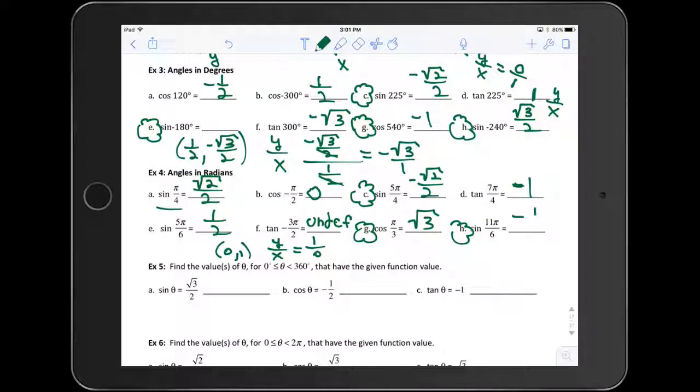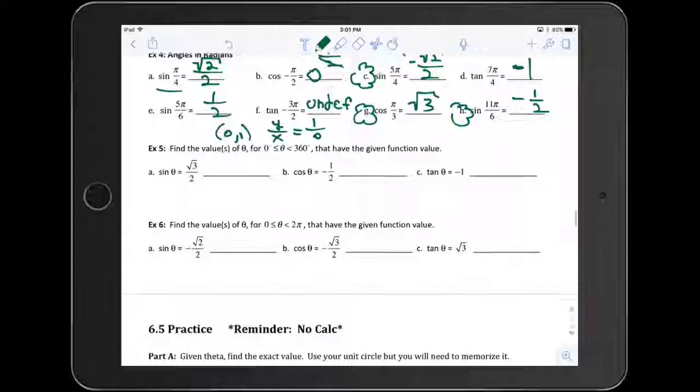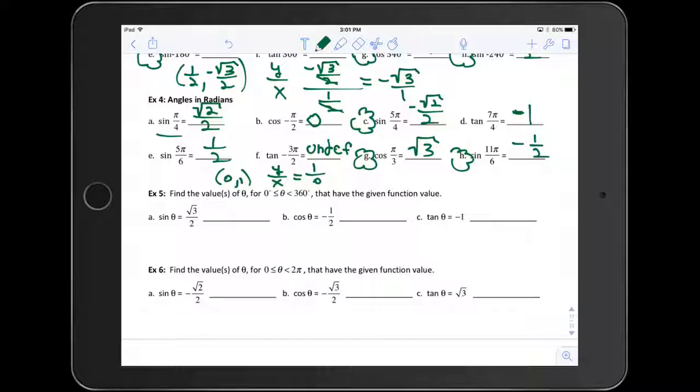Okay, and let me write these answers down for these. But again, just make sure you're doing them and doing them correctly. Okay, so we have finding the angles, looking at different parts of the unit circle.